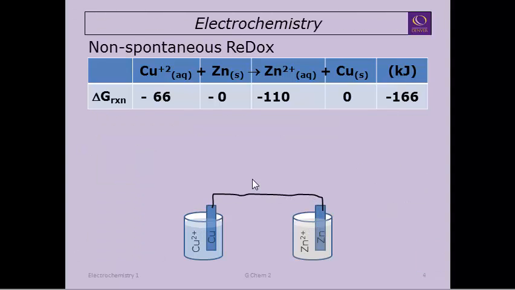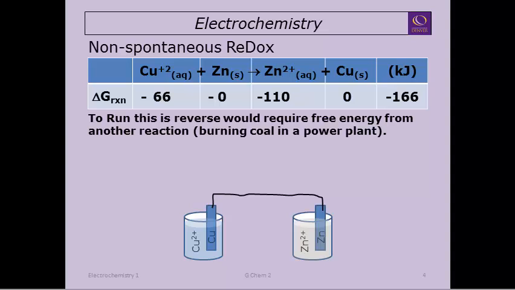So now what if we wanted to run it in reverse? How could we get it to go in reverse? The answer to that is, we start with copper solid and zinc 2 plus and we run it in reverse. Consequently we know that the free energy for that is plus 166, which is not spontaneous. So in order to go in reverse, you've got to have another reaction taking place somewhere else that's creating free energy, and we tap into that to drive electrons.